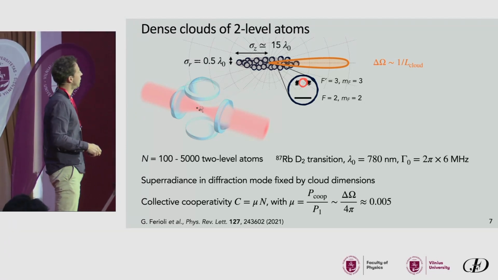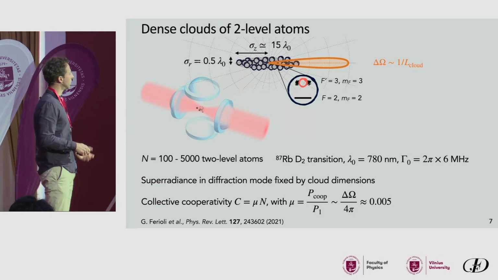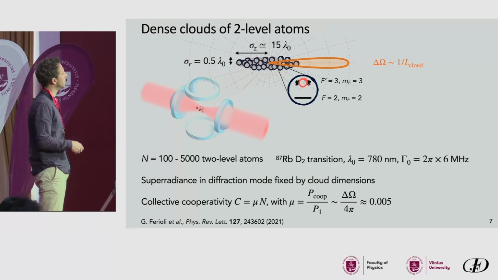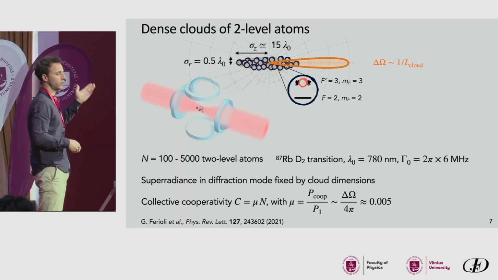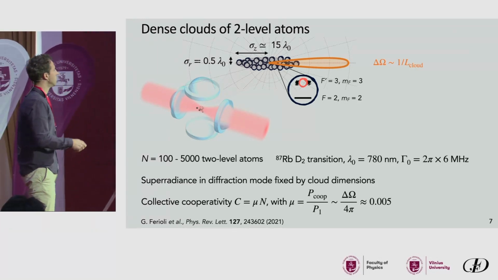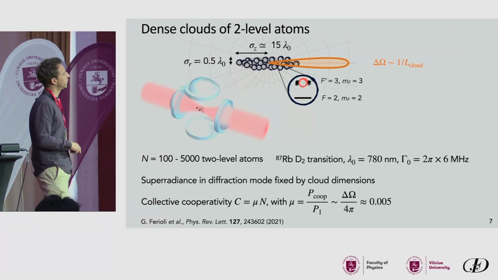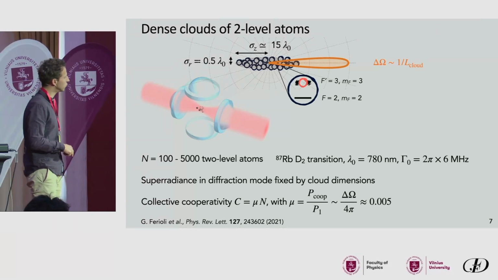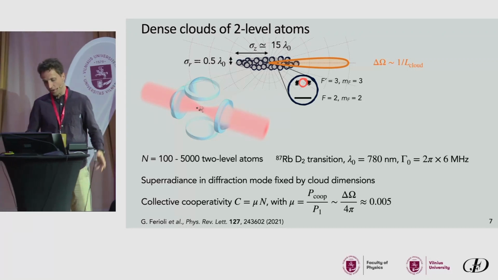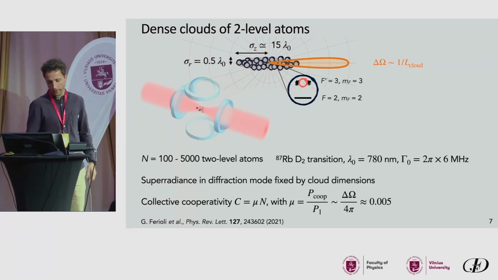In our case, this cooperativity is small if you have a single atom. It's negligible. But when we put many atoms, we can have a cooperativity that's larger than one, which means that we can have enhanced scattering in the mode. In particular, we can have super radiance as I will show you. So this cooperativity in another language is optical depth. Okay, and we get optical depths up to maybe 10 at most.